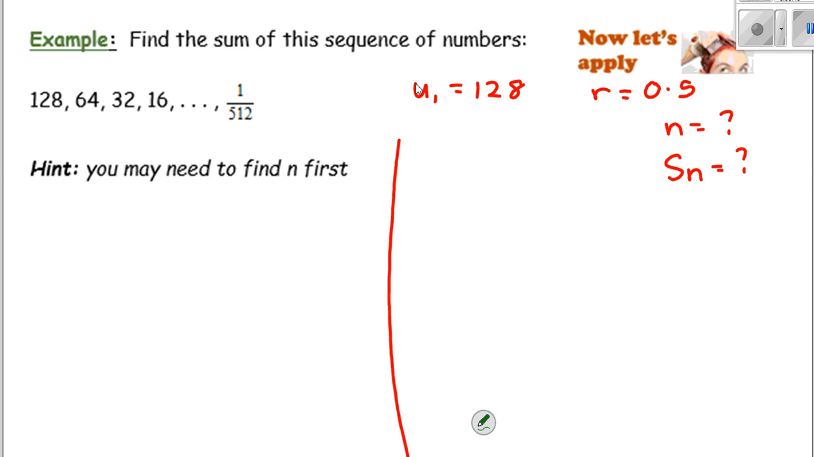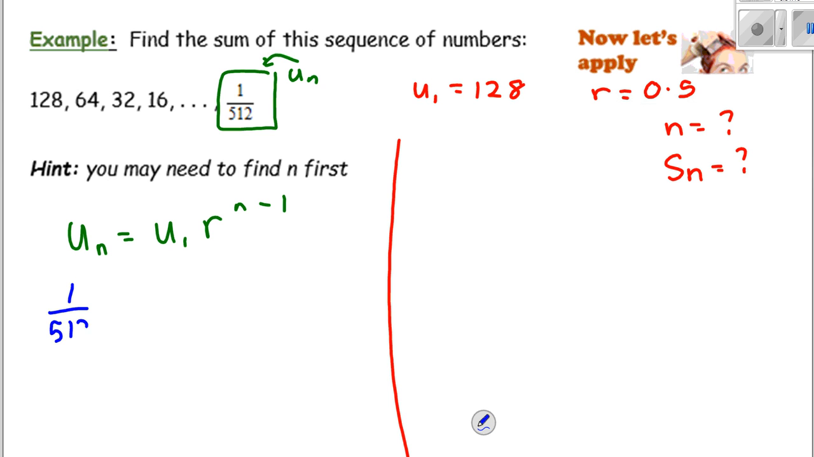What n corresponds to the last term? What is the n value for that final term? 12. So remember there's a u of n formula for geometric. U of n equals u of 1 times r to the n minus 1. So we're going to apply that. We're going to call this thing 1 over 512. That's the last term. Yeah, the last term is good. 128, yeah, good.